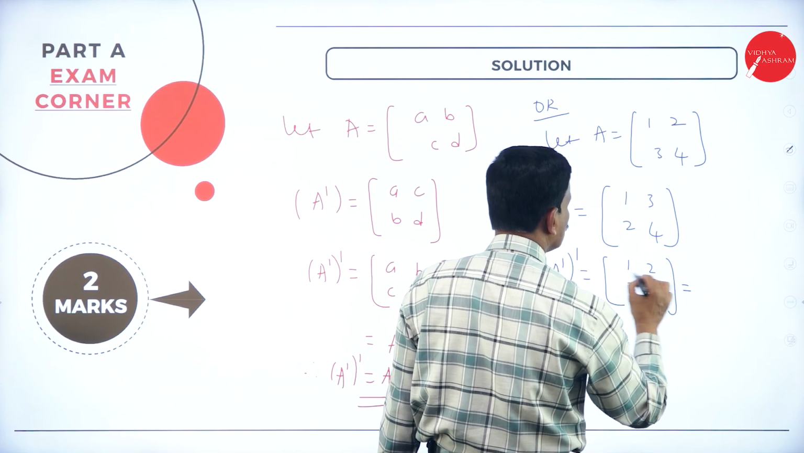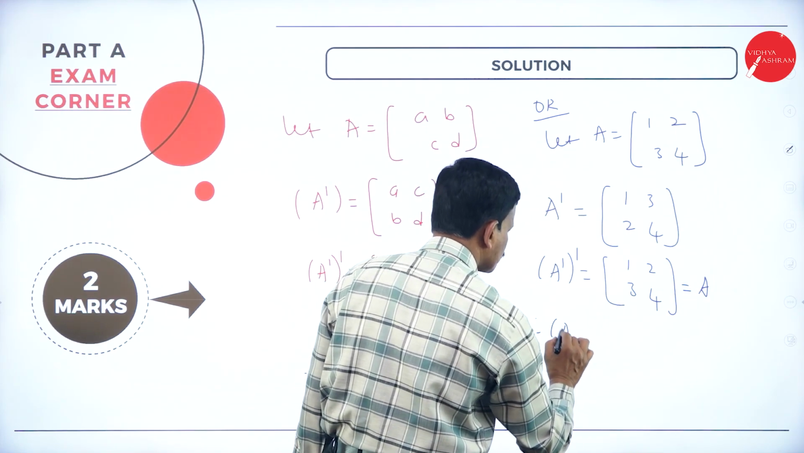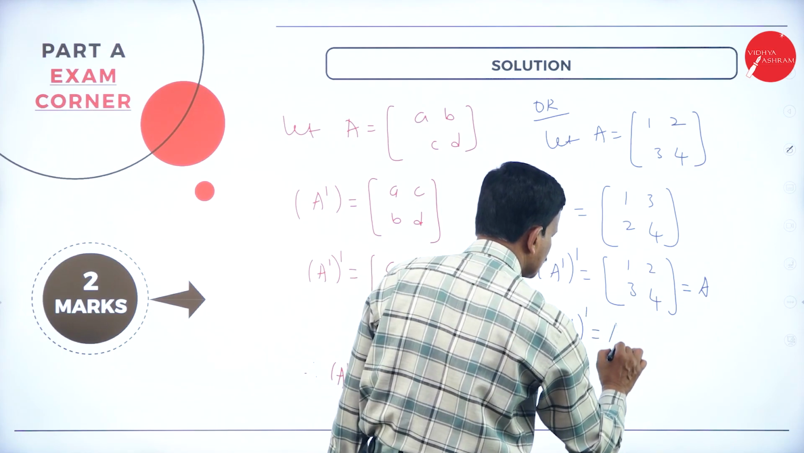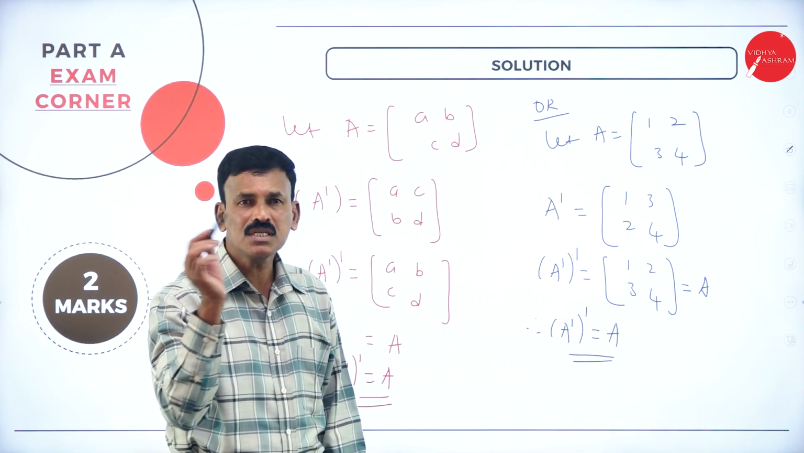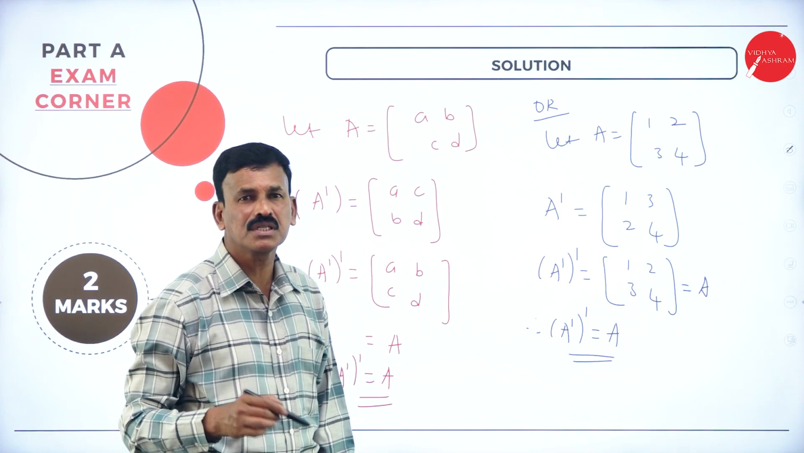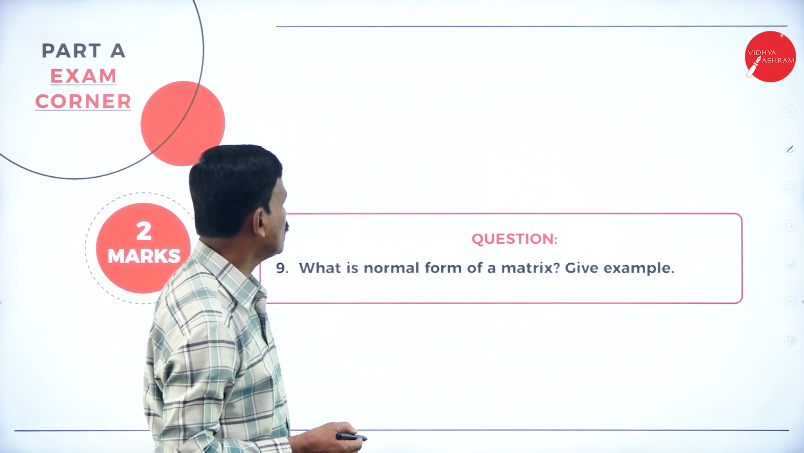What is this equal to? 1, 2, 3, 4 is nothing but A. So, you can write (A dash) whole dash is equal to A. The transpose of a transpose of a matrix is equal to the same matrix you are going to get. (A dash) whole dash is equal to A. Now, move on to the next problem.